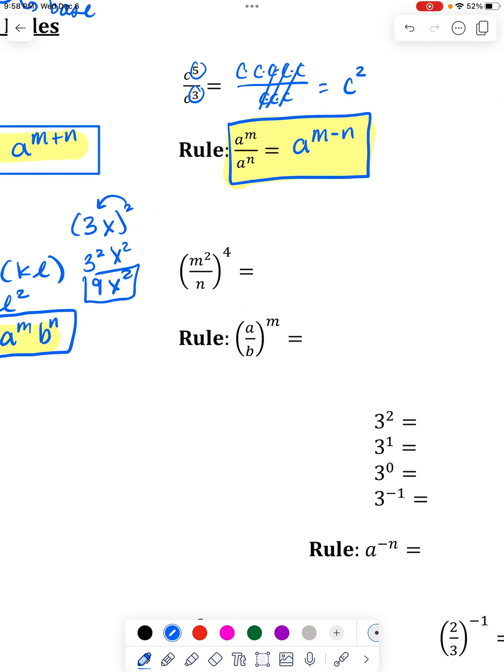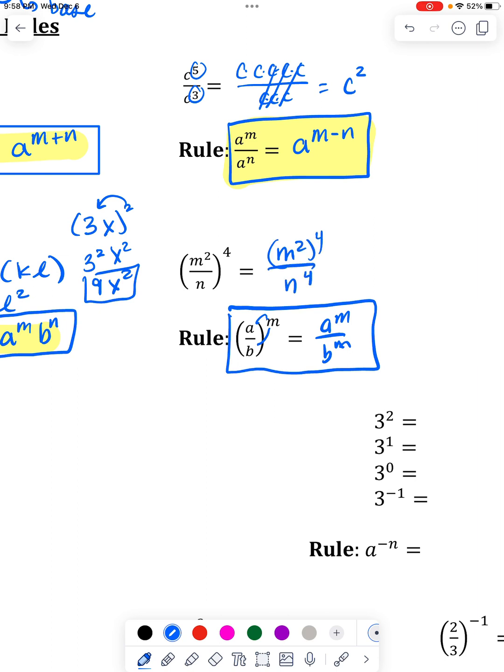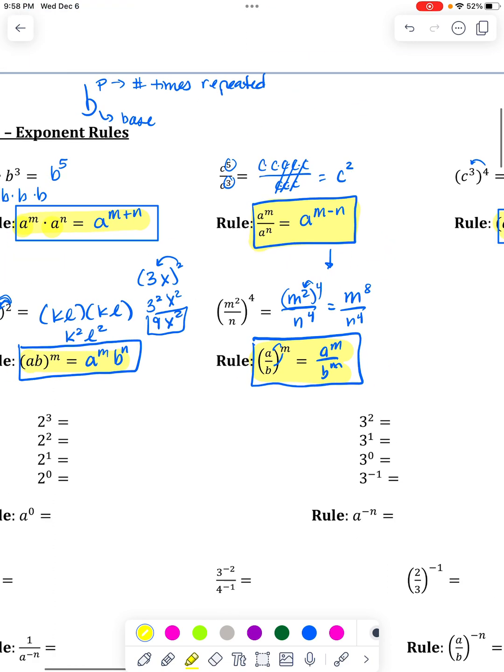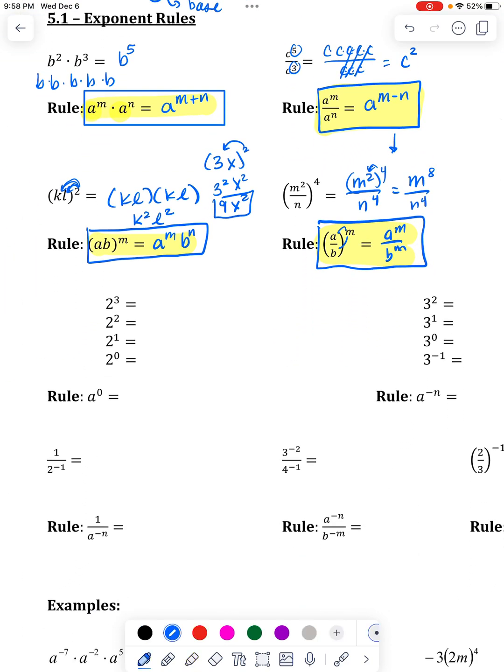Here, this is basically going to tell me I'm going to be distributing that power again to everything in there, just like we just talked about, but now it's also going to be true for division, because in this example, I would have m to the second to the fourth, and on the bottom, n to the fourth. So then I'd end up with m to the 8 because of our previous rule from up here, and then n to the 4. So it starts to get to the point where there's several rules kind of taking place at once.